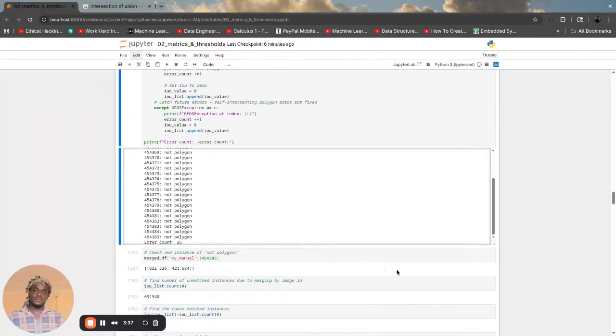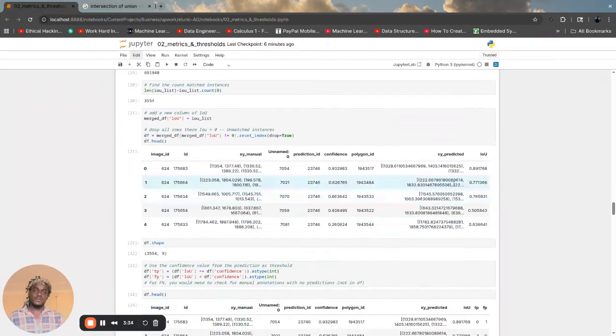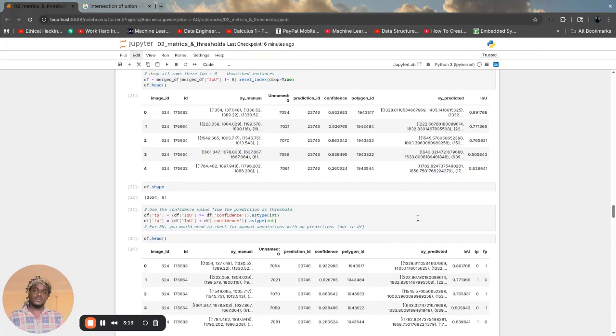Okay, let's go forward. I had to calculate it using the X manual and the X predicted, finding the overlapping, and I found the IOU. Like you can see, in the first row, 89% of the area was intersected. Here, almost half of the area from both sides was intersected. Okay, let's go forward. Now we use this IOU to find the matrix, of which I use the confidence as the matrix.